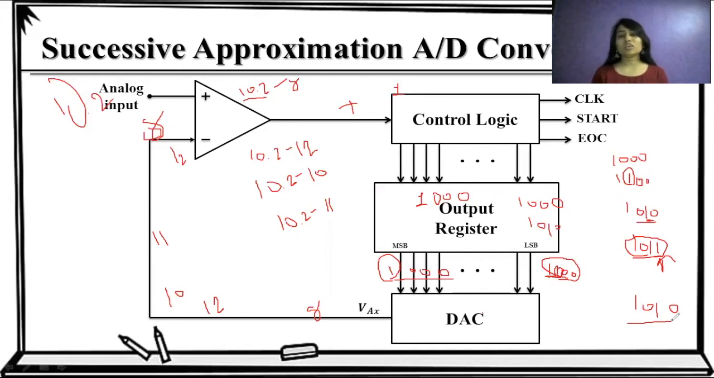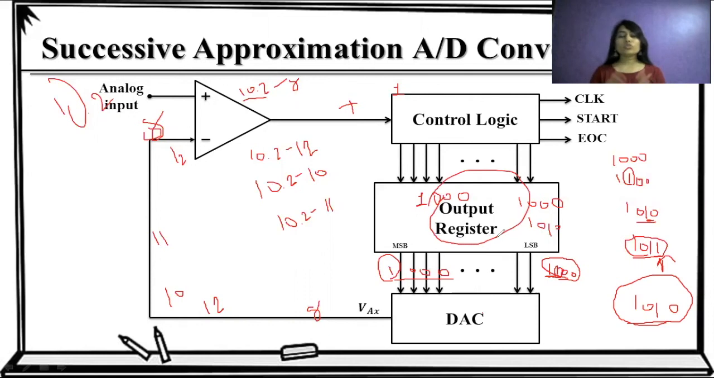We can make more bits and have more combinations, but here we have an analog input of 10.2. If we have larger values like 25 or 32, we have to increase the number of bits according to our requirement. But here we have an analog input of 10 point something, so we can consider only 4 bits. So we have a final digital output of 1010, which is stored into the output register.